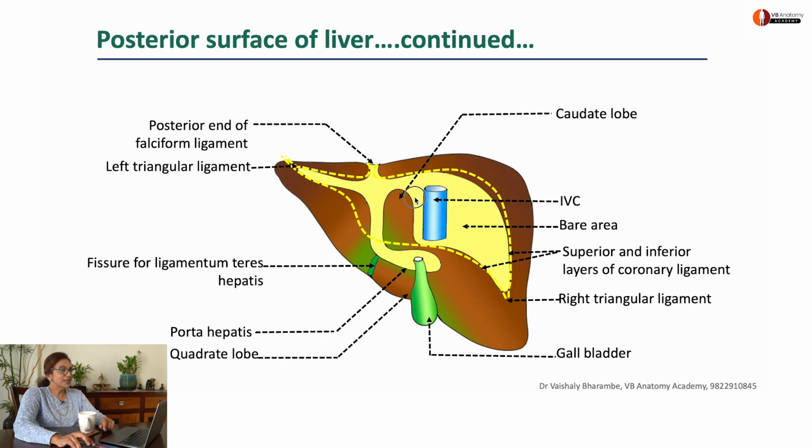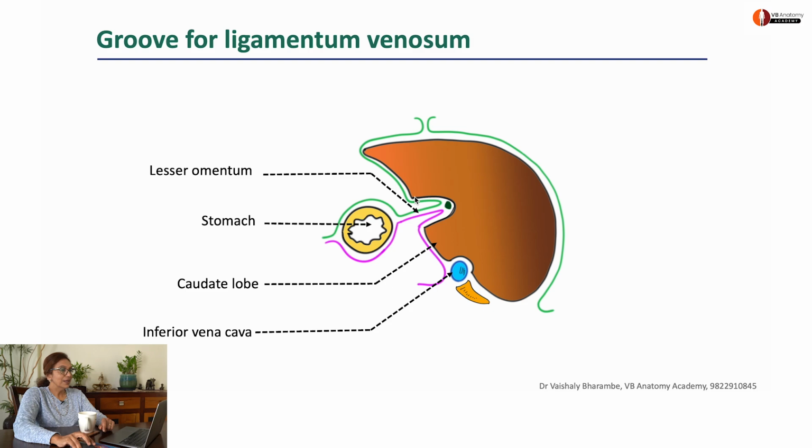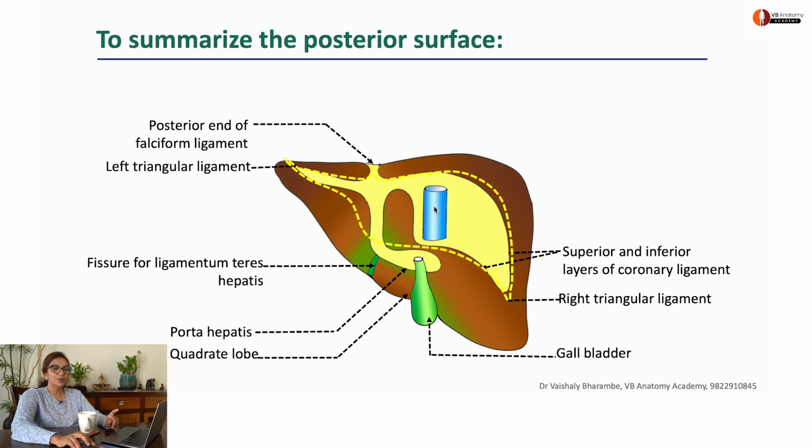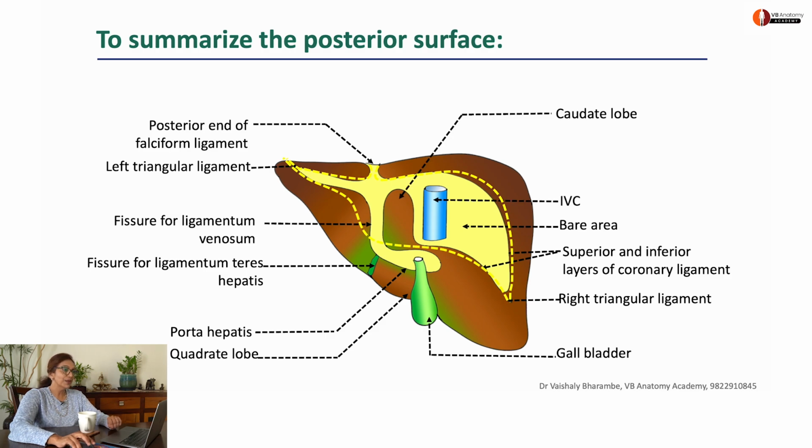Continuing with the posterior surface of the liver, you will see that there is a groove for ligamentum venosum. Here's the ligamentum venosum, and this is the groove in which the lesser omentum is getting attached. To the left of that is the groove for the esophagus. So what did you see in the posterior surface? We discussed the bare area. We talked about the inferior vena cava. Then we extended this to talk about segmentation of the liver. We came back to talk about the caudate lobe, the fissure for ligamentum venosum, and the groove for the esophagus.